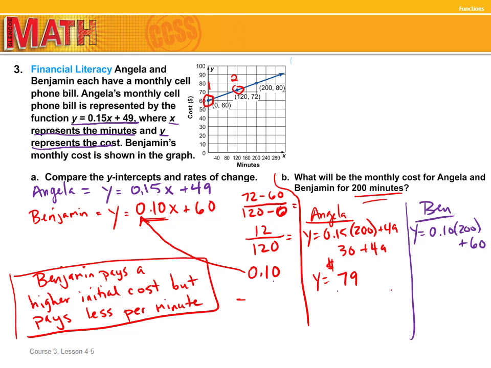Let's look at Benjamin. I'm going to take 0.1 times 200, which should be 20, plus 60. Y will equal $80. So what this is telling us, let me make sure I box these answers up, is that if both of them are going to only use their cell phone for 200 minutes, it is $1 cheaper to use Angela's plan than it is to use Ben's plan, because there's a difference of $1 between the two plans.